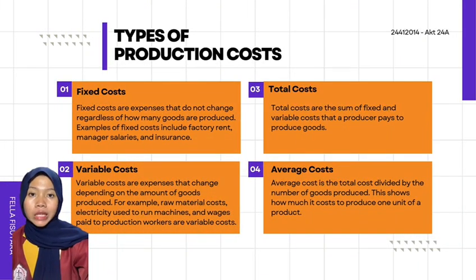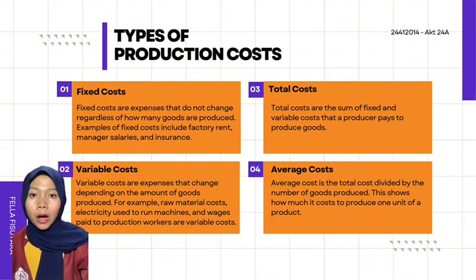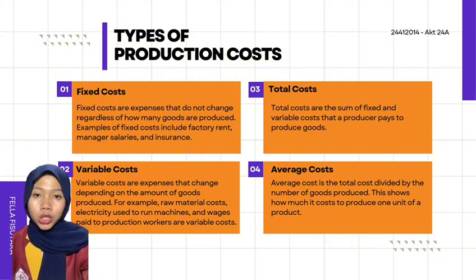Types of production costs. Fixed costs. Fixed costs are expenses that do not change regardless of how many goods are produced. Examples of fixed costs include factory rent, manager salaries, and insurance. Variable costs. Variable costs are expenses that change depending on the amount of goods produced. For example, raw material costs, electricity used to run machines, and wages paid to production workers are variable costs.